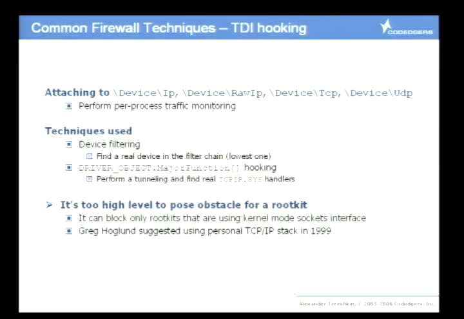Let us explain here how the firewall actually does TDI hooking. The firewall must perform the attachment to the devices like IP, raw IP, TCP, UDP, in order to perform per-process traffic monitoring. And to do this, it has two options. One is to use device filtering, and the other one is to use driver object major function hooking, which is also called IRP hooking. We are going to show here how to bypass both of these options.